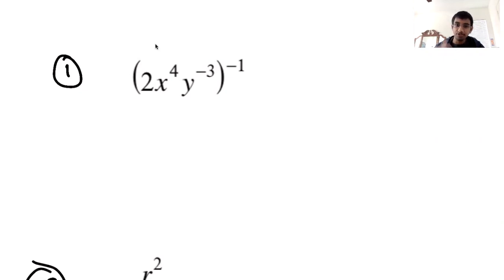Let's go to our rules. What's the first thing we see? We see this negative 1. Let's focus on the outside of the parentheses first.